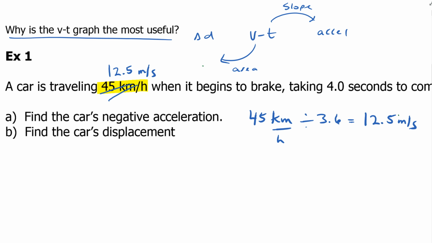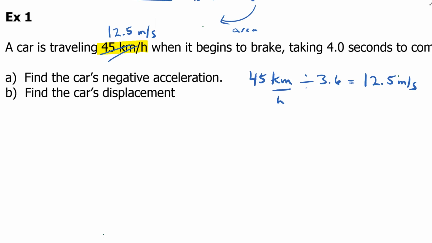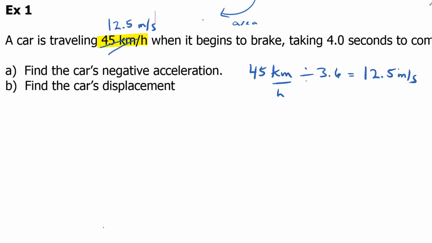Okay, so now it says find the car's negative acceleration and find the car's displacement. So we're going to do two methods here. First method we're going to do is the formula type method, and then over here we'll do graphical. Hopefully we'll have enough space to do both of them.